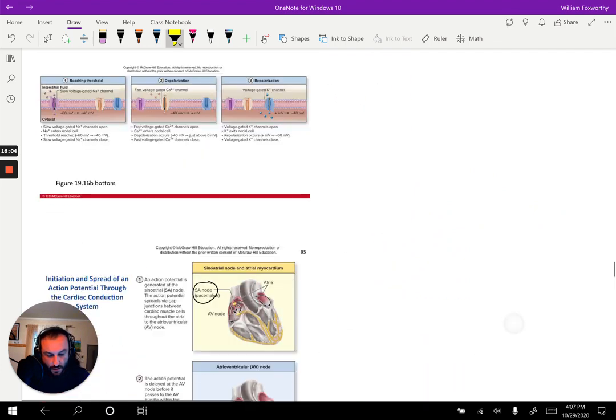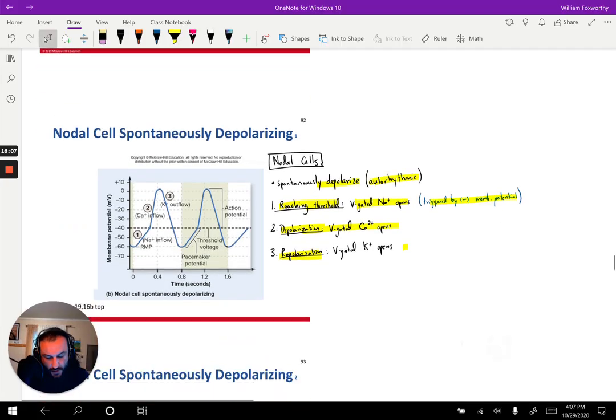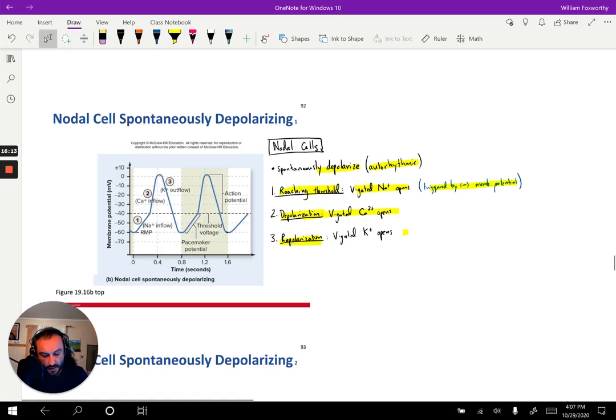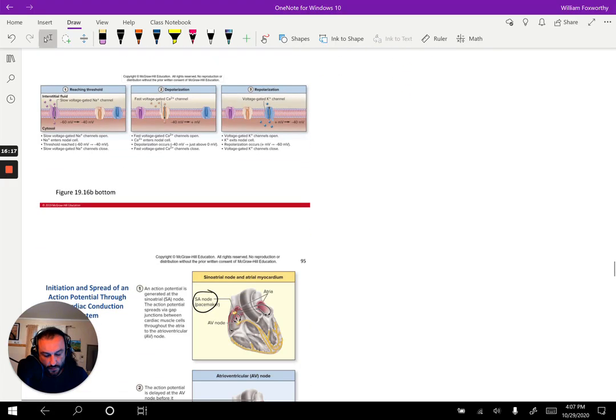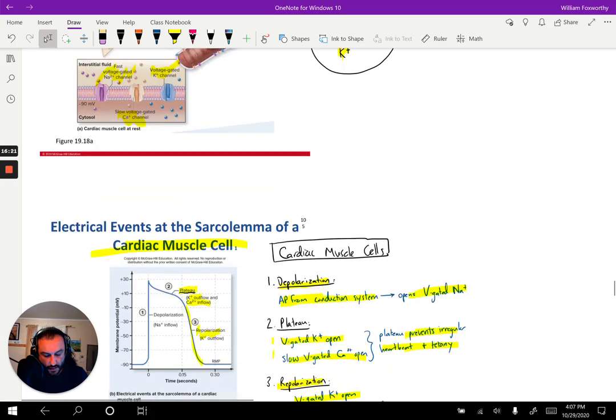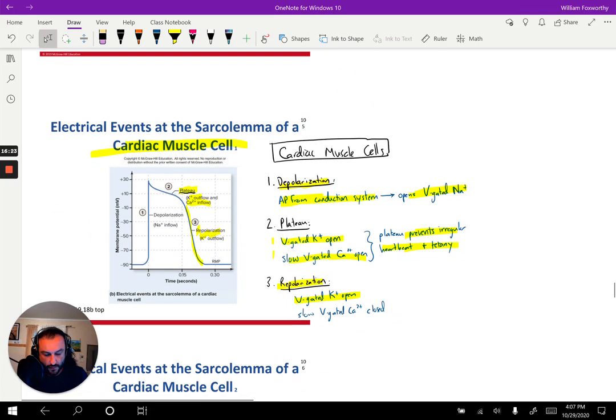Okay, so some similarities: both the nodal cells and the cardiac muscle cell start out with voltage-gated sodium channels, followed by voltage-gated calcium channels, followed by voltage-gated potassium channels. The big difference is that the nodal cells' voltage-gated sodium channels open due to a negative membrane potential, and the cardiac muscle cells have this plateau.